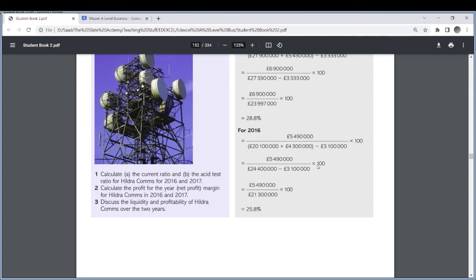Is it 55.9? It's not, it's 25.8%. What's your non-current liabilities amount that you got? Oh, wait. I put non-current assets instead of non-current liabilities.